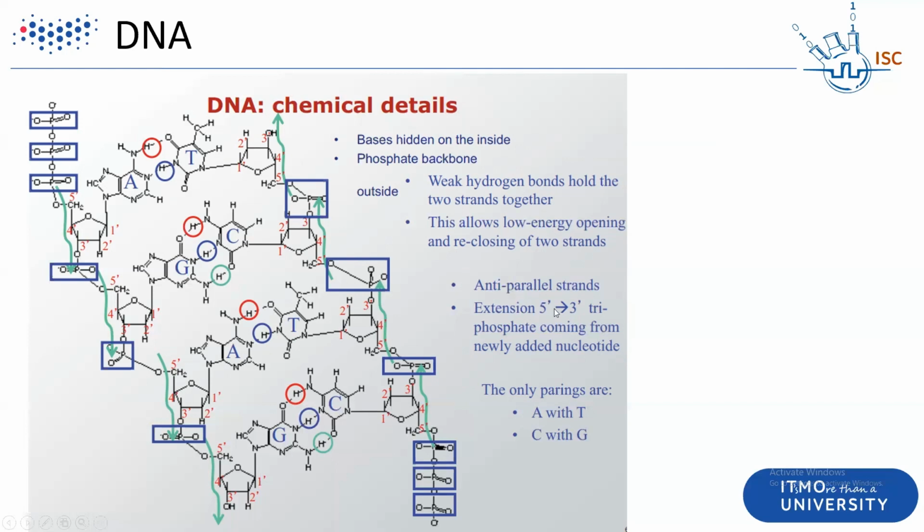And you have anti-parallel strands from 5' to 3', and vice versa. Then the 5' is the carbon atom in a base here, and the 3' atom is shown also in a base.